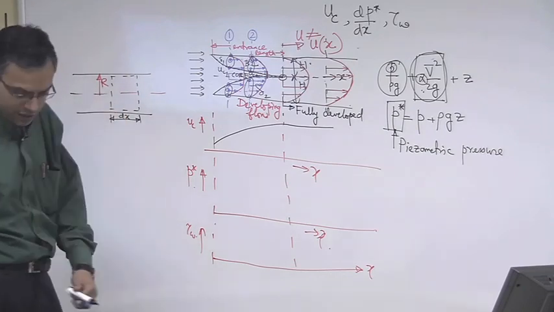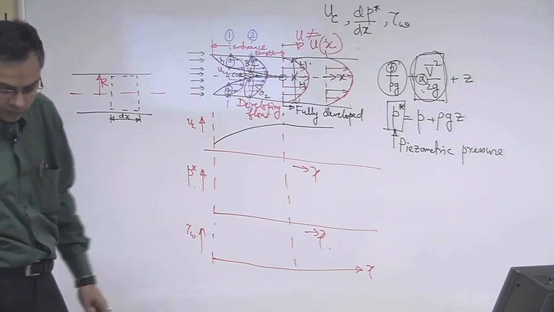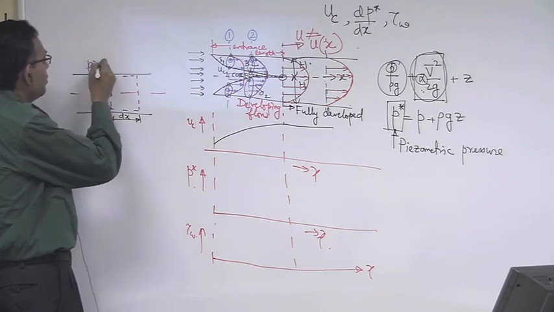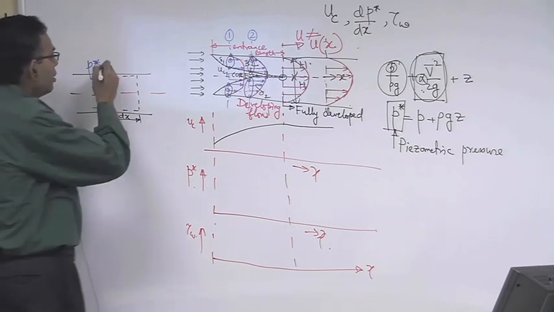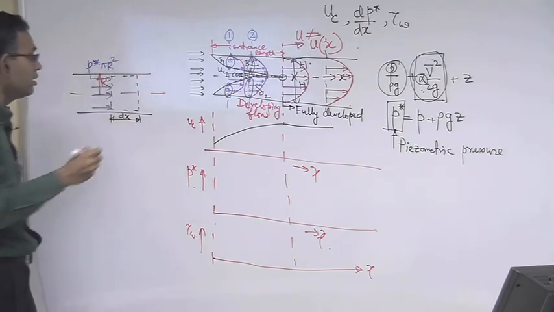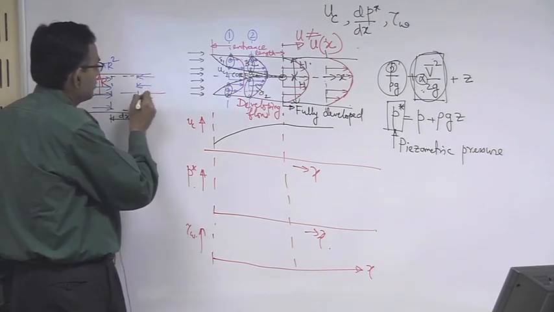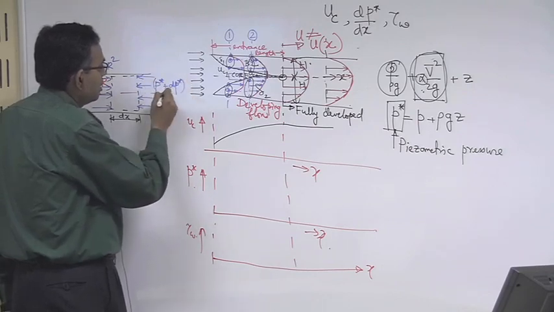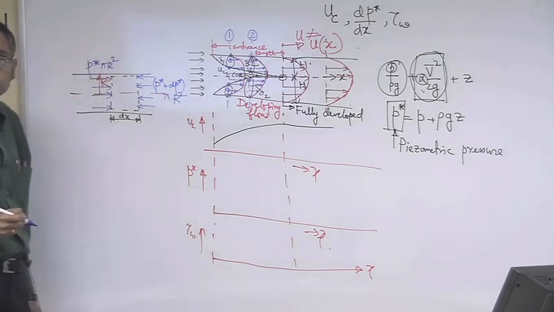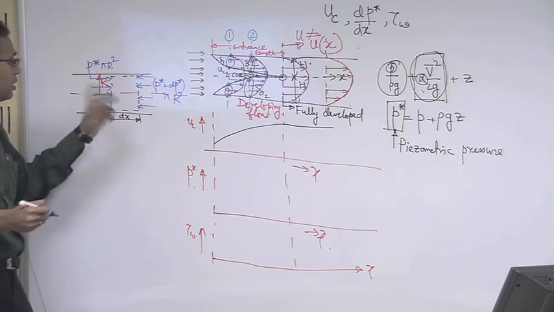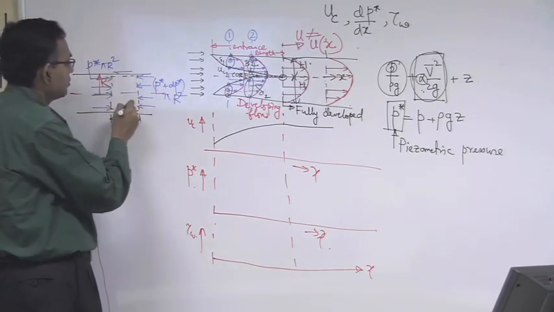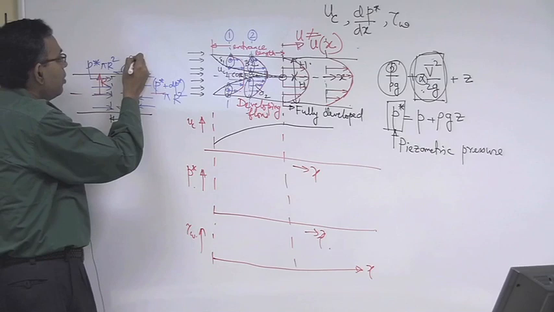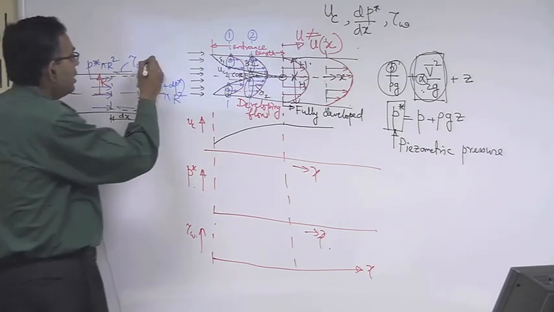what are the forces acting on this element? Let us say this is the force due to pressure P star into pi R square, and here P star plus dP star into pi R square. Then there is a wall shear stress. This is basically distributed over the circumference. So, tau wall times 2 pi R dx.